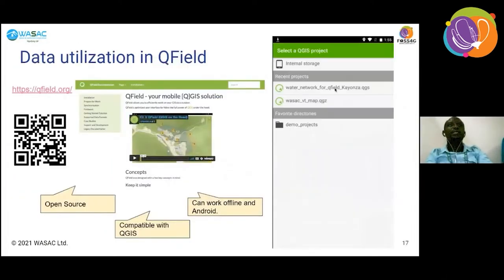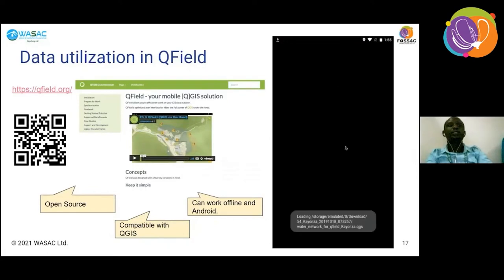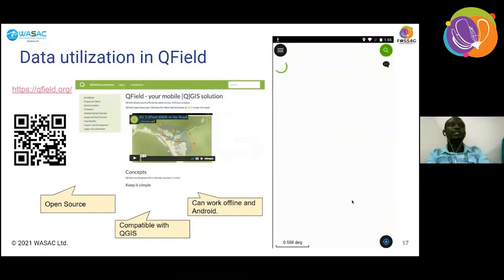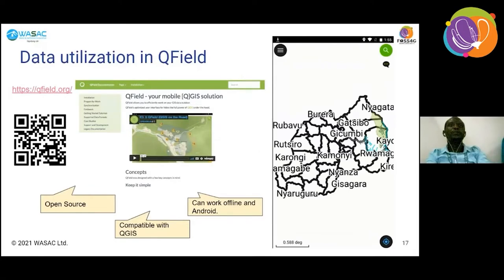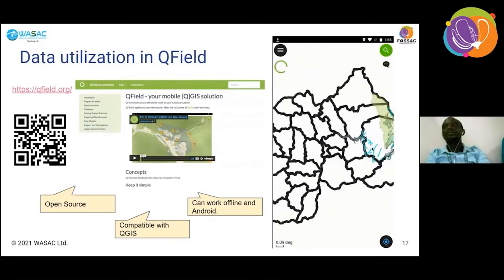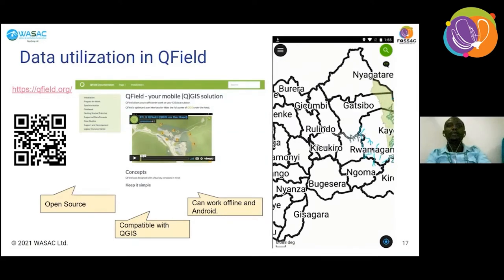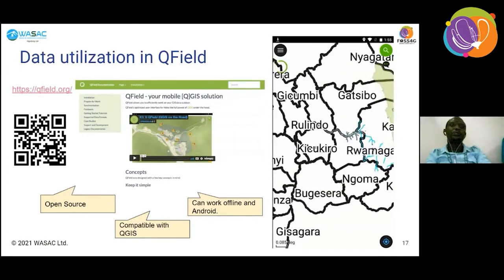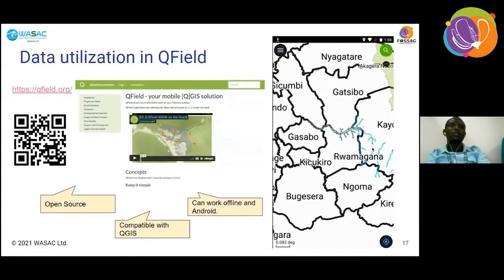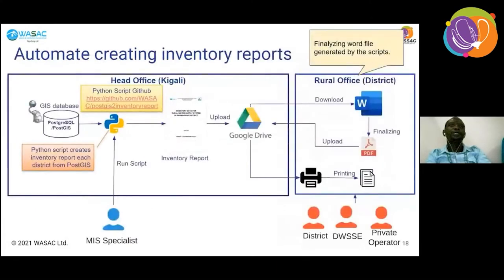Yeah, this is the data utilization in QField. You can scan this QR code using a smartphone to see how this data can be utilized in QField, even by using the smartphone. This QField is compatible with QGIS. It's also open source. It can work offline and on Android.